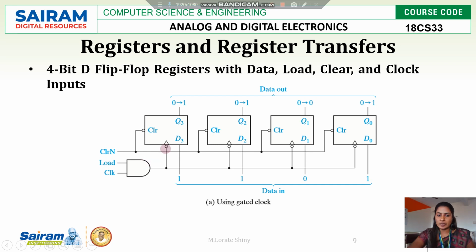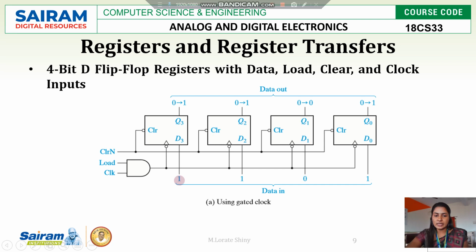load, this clock will be activated. So clock, you can see bubble is connected, so this is negative clock. So all the flip-flops will work at the falling edge of each clock pulse. So when load is 1, clock will be connected with each flip-flop. So the input data which is applied to D inputs of each flip-flop will be transferred or loaded into the flip-flop.